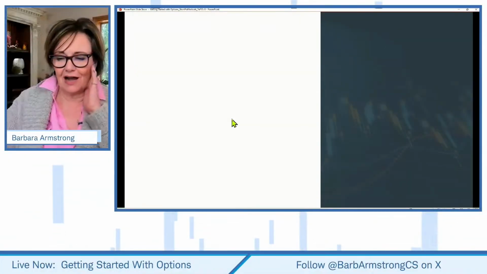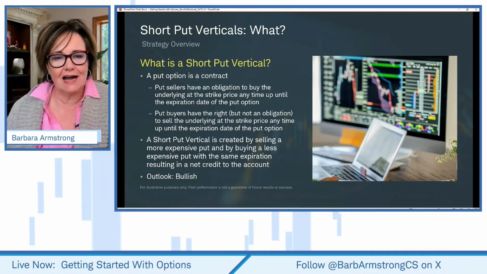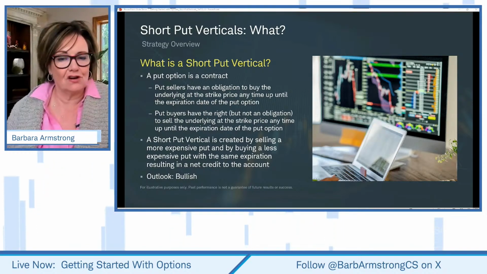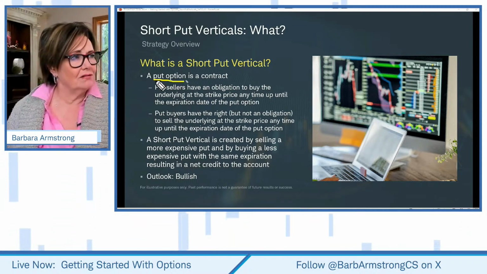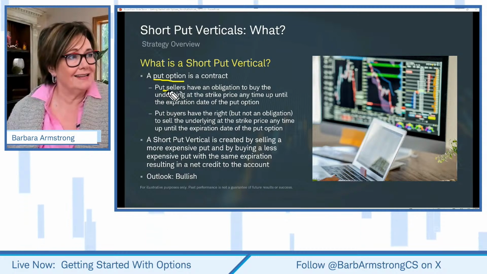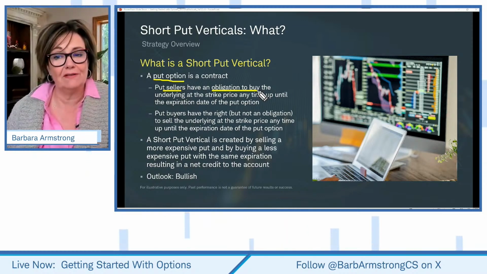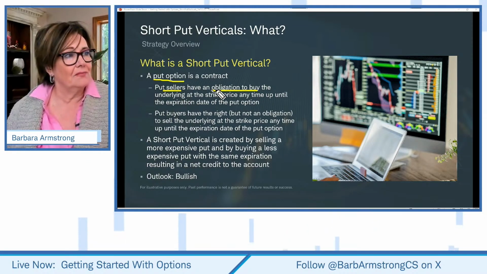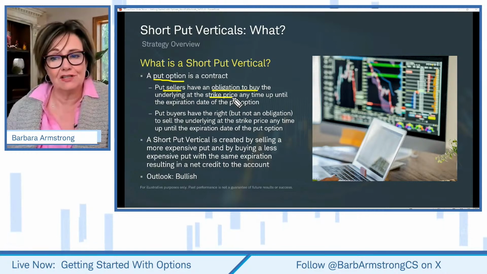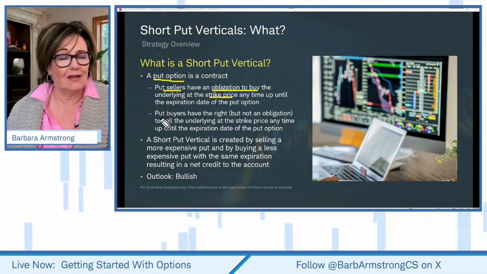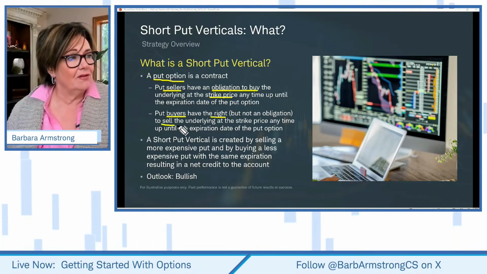So now let's go through a couple of these official slides. What is this short put vertical? This is kind of a review of what we've just talked about. We're looking at a put option, which is a contract, and when we sell it, we're obligated to buy. So we're going to look at the short strike, or the strike we've sold. Short means sell. We know that we're obligated: if somebody puts the stock to us, we've now bought it. And when we buy a put, we have the right to sell.